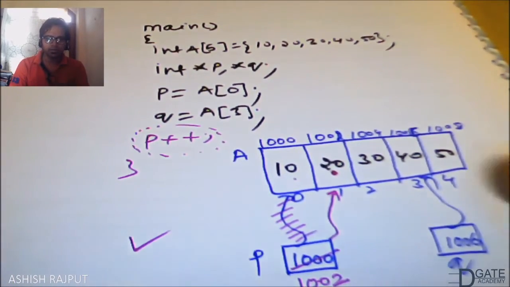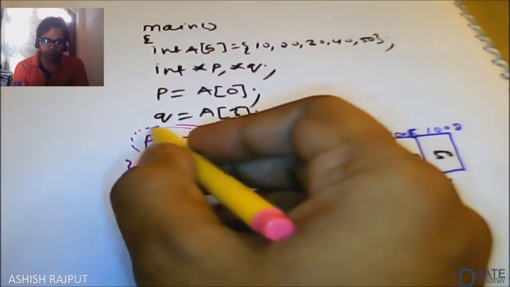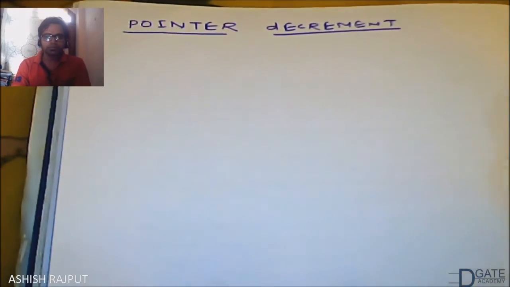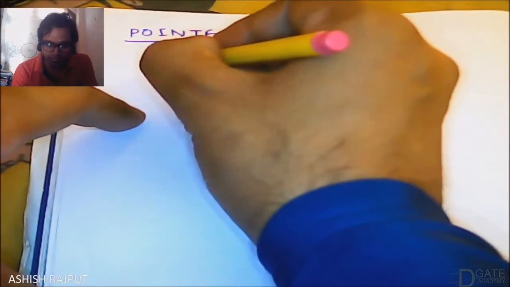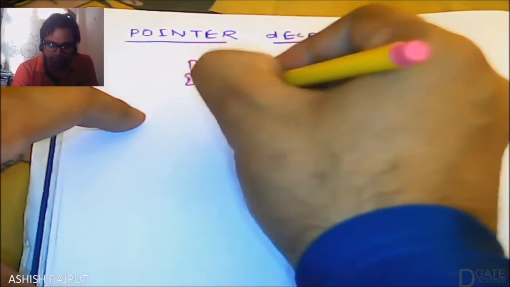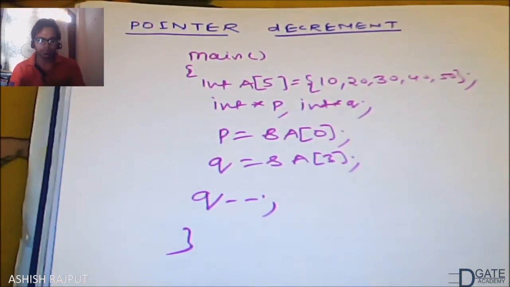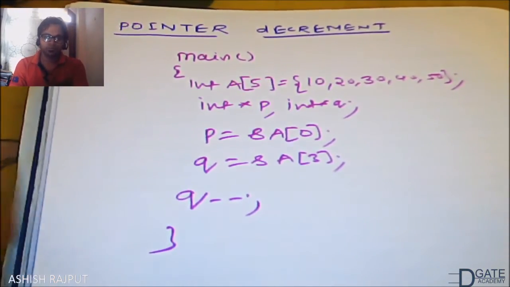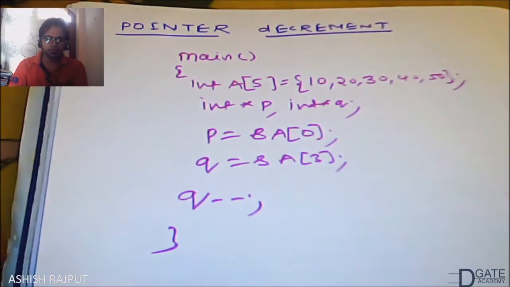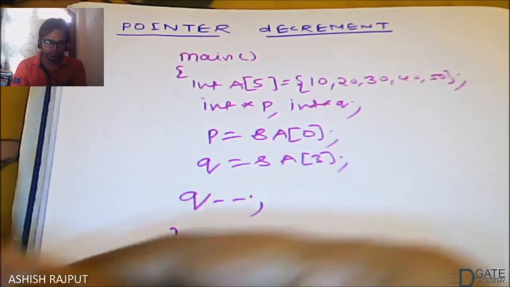In the same manner, we can also give an example of pointer decrement. I will take the same example. This is the main function, and int a[5], then P--. So this is the situation. This is known as pointer decrement.